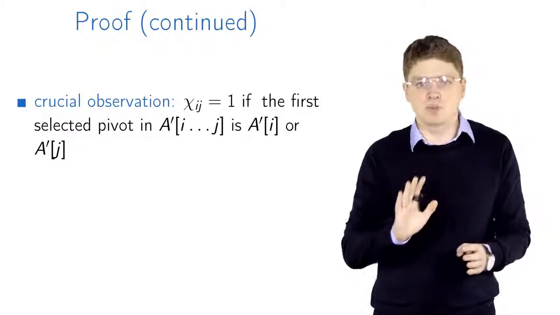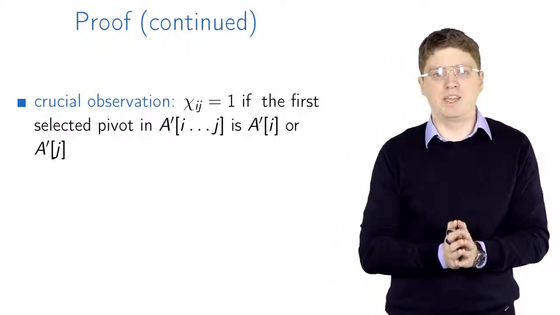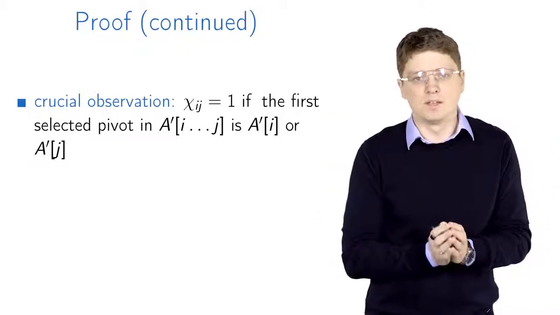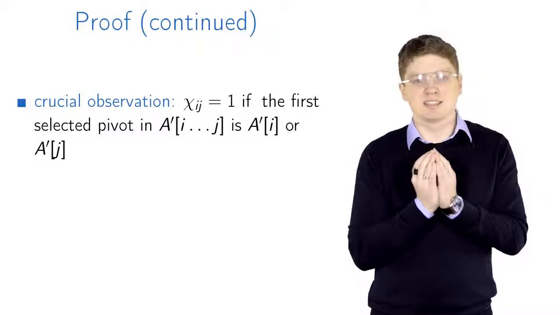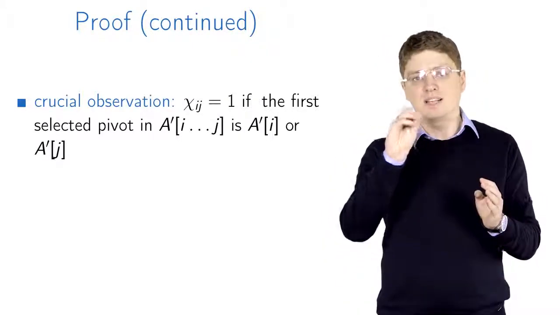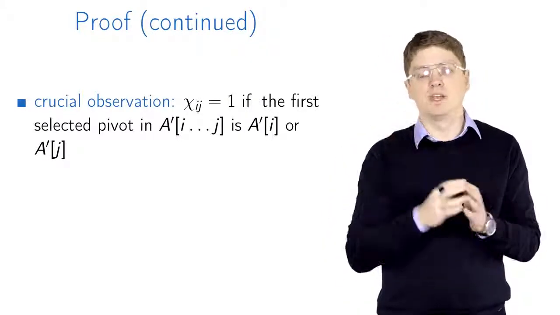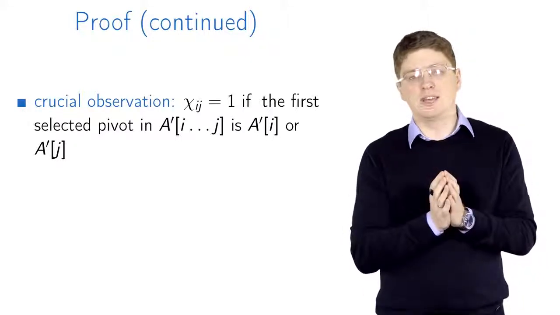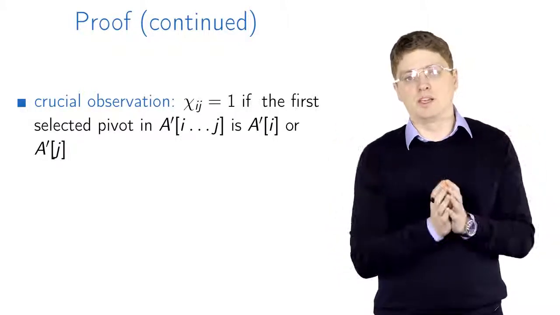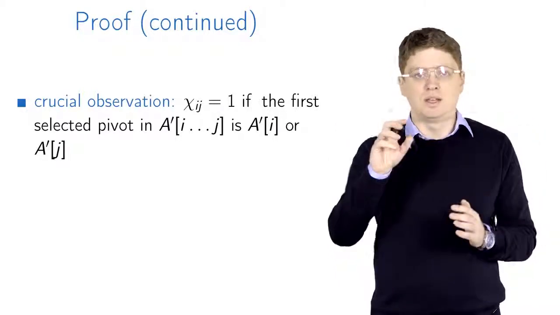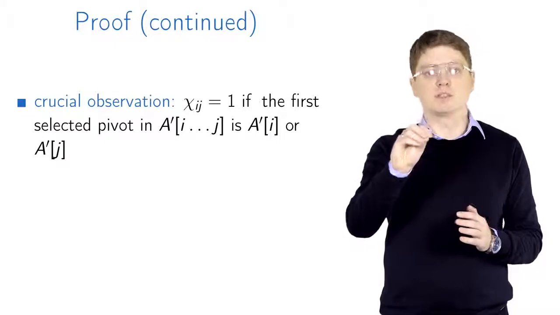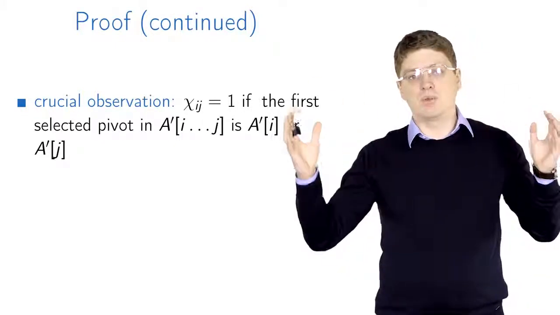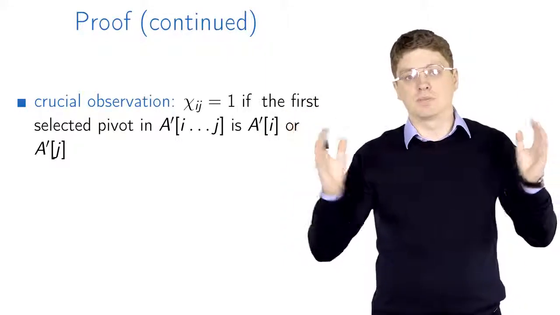At this point, I'm assuming that all the elements in my subarray are different, and in the whole array are different. Okay? So once again, if the first selected element from this subrange is not A prime of A or A prime of J, then these two elements are not going to be compared, because right after the partition procedure uses this pivot from this range, A prime of A and A prime of J will go to different parts, right?